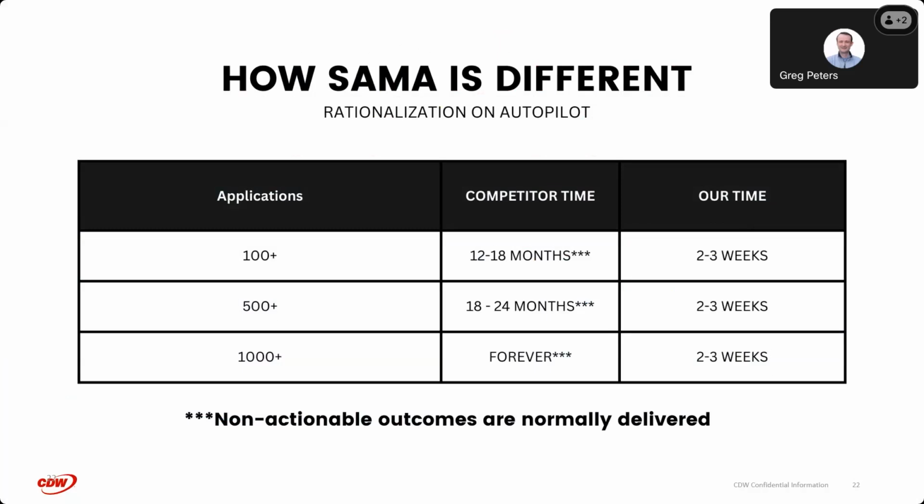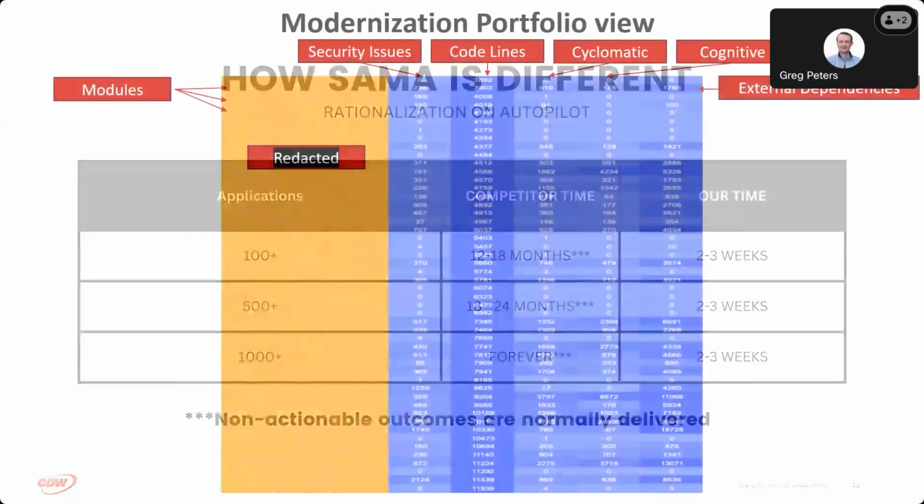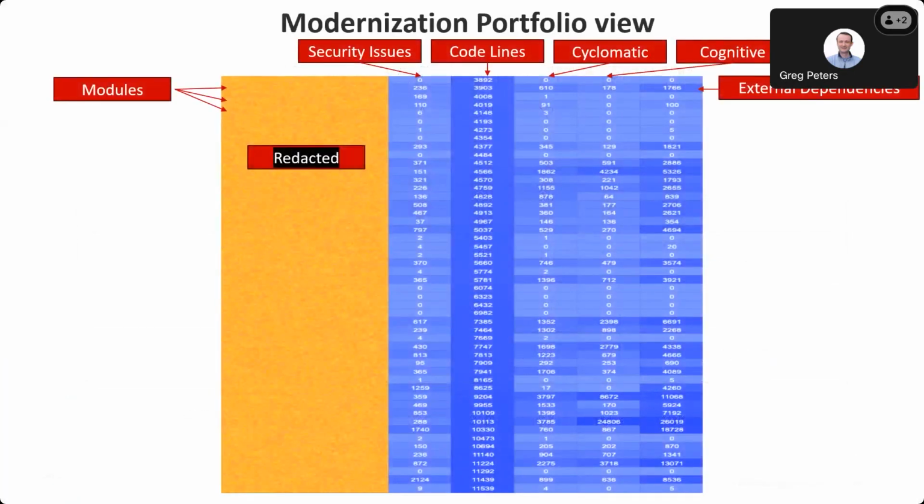Each one of those is 3 weeks on average for us to do the assessment and get you a holistic understanding of what you're dealing with. All right, so if a picture's worth 1,000 words, here's a really good example of that. Each one of these rows is an application with SAMA, showing you a modernization portfolio view, and each number represents a darker shade, and those darker shades speak to the complexity of those particular applications.